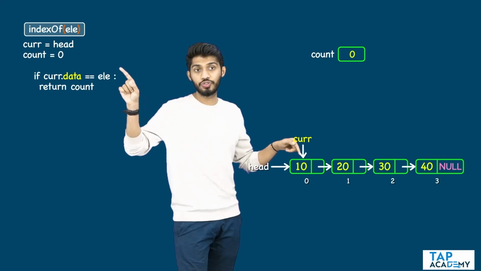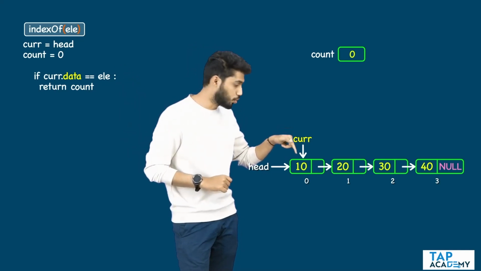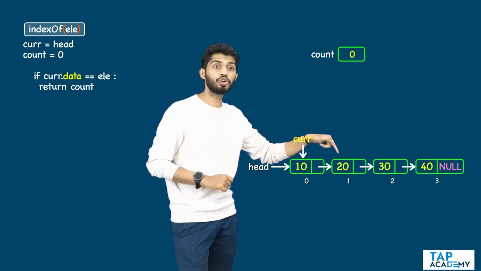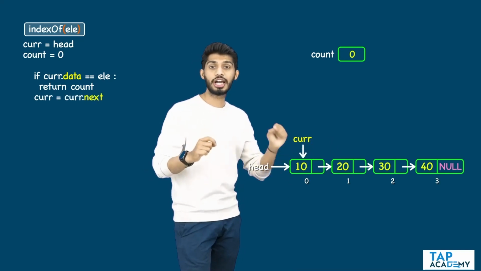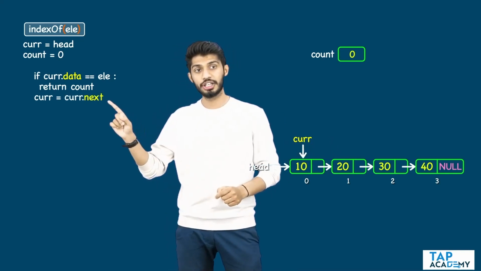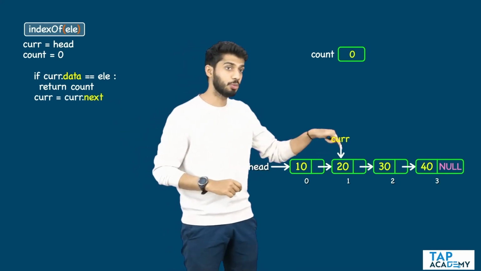If the if does not work, what do you have to do? You have to move to the next node. Now how do you move to the next node? Very simple. You need to say current is equal to current dot next. So I'll say current is equal to current dot next. So current would be over here now.